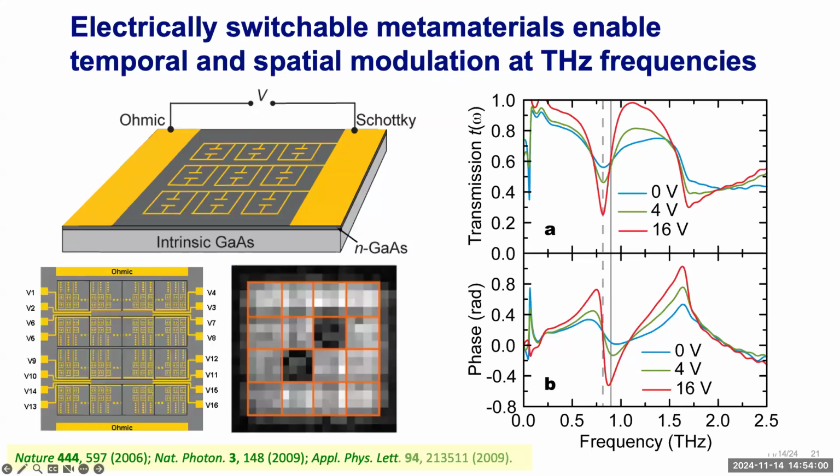You can also pattern a device with different pixels and address them independently so that you have a spatial light modulator.